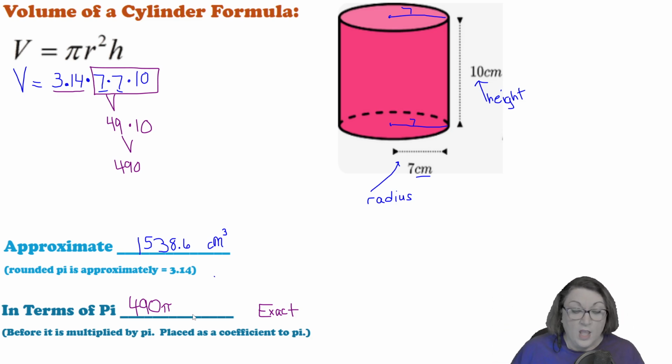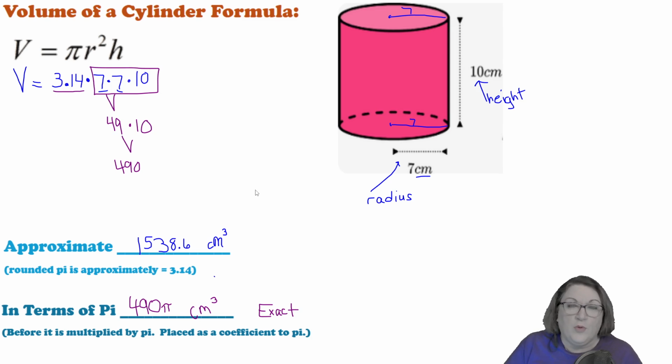And of course, it's centimeters cubed. Okay, so 490 pi, that's in terms of pi. Basically, we're not doing the pi part. We're saving the pi for last, just writing the symbol next to that number.